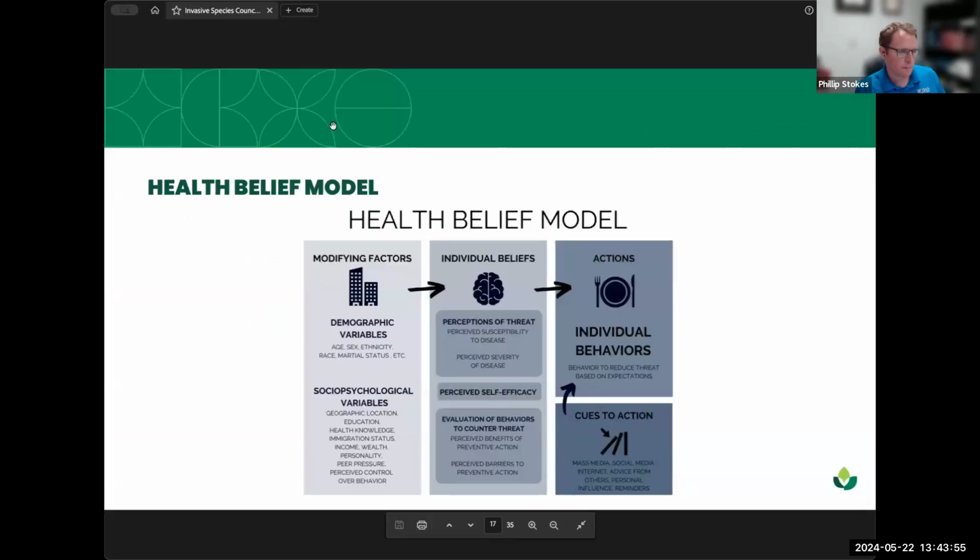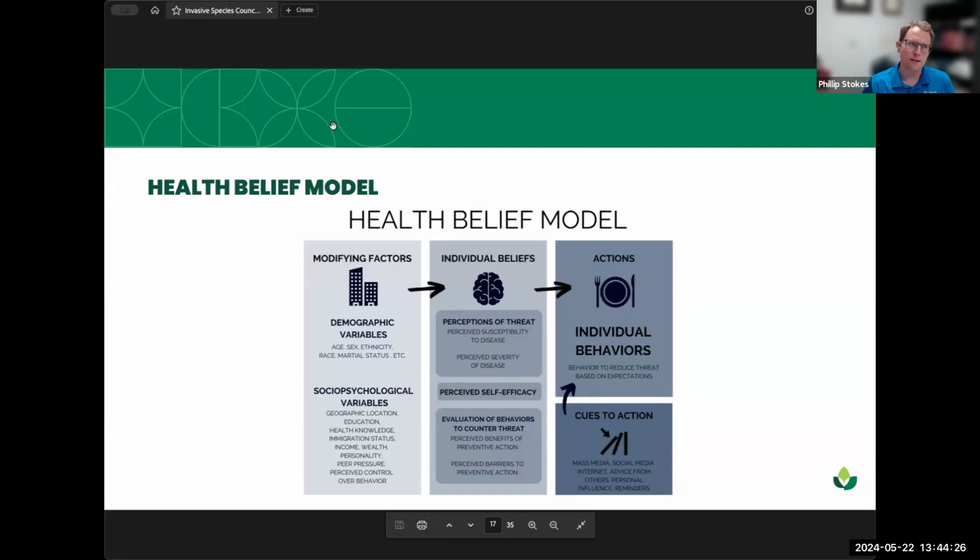So the first one I want to talk about does not relate directly to environmental topics, but it certainly can be translated into an environmental topic. The health belief model was developed in the early 1950s by social scientists to help understand the failure of people to adopt disease prevention strategies or screening tests for the early detection of disease. And I do think there's a lot of overlap.